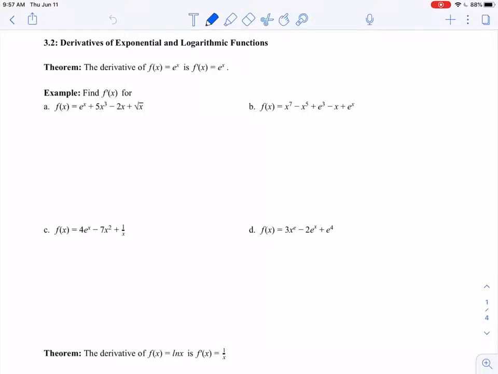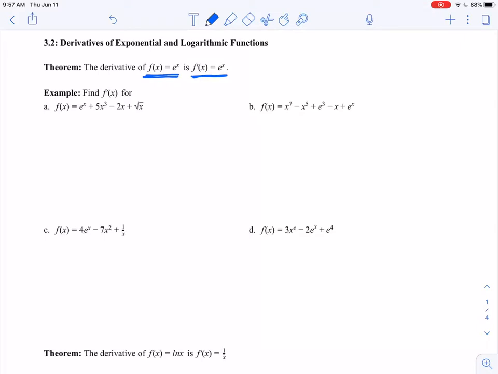So now we're going to take a look at derivatives of those exponential and logarithmic functions that we started to talk about in the last section. We'll start with the exponential functions, and this is part of the reason why e is my second favorite number. If you're working with the function e to the x, the derivative of e to the x is e to the x. It actually doesn't change. It's a very cool function that is in fact its own derivative.